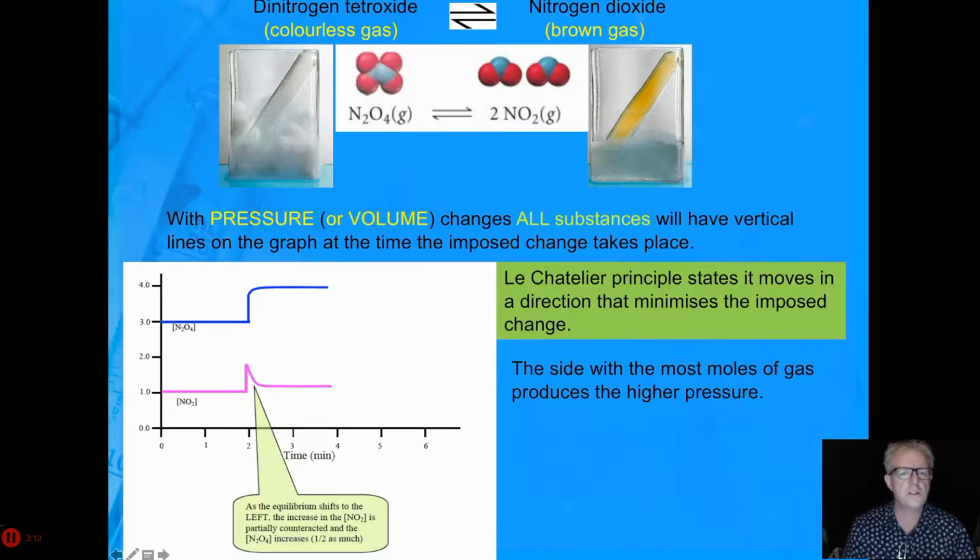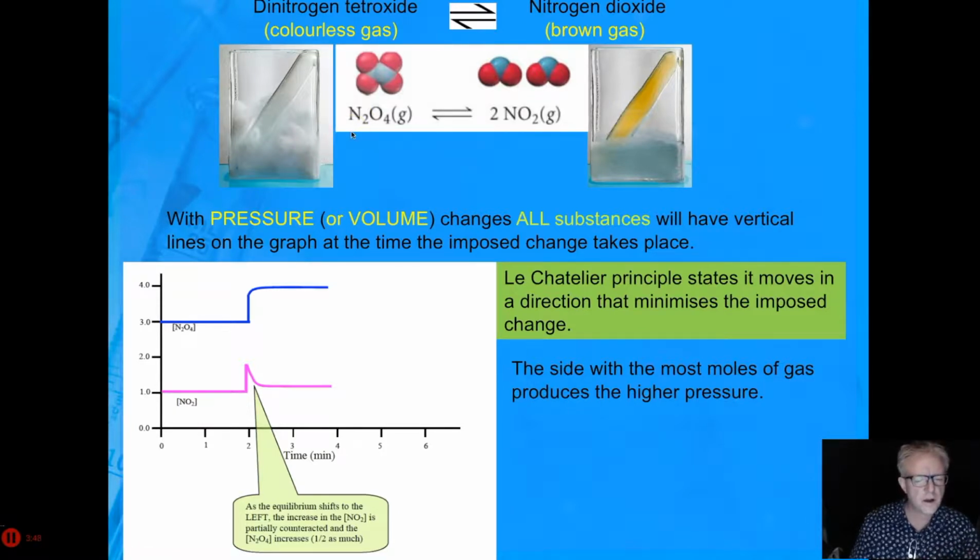So if we look at our equation there, we can see that we've got 1 mole of gas for dinitrogen tetroxide and 2 moles of nitrogen dioxide. So if we increase the pressure, then it's going to go towards the left. It's favored towards the left because the left-hand side has the least number of moles of gas molecules, therefore fewer collisions are occurring, and the equilibrium position re-establishes itself.